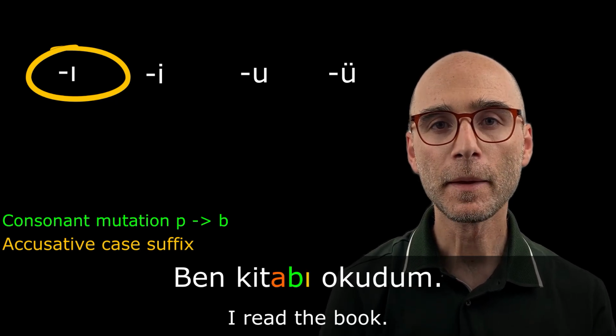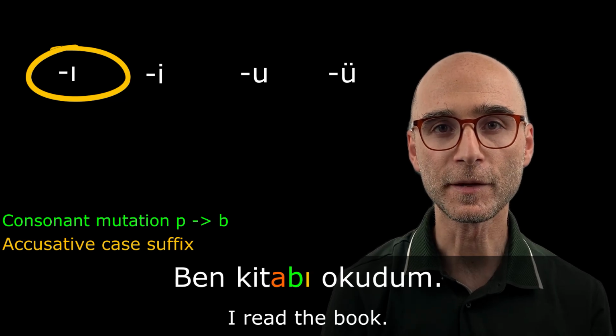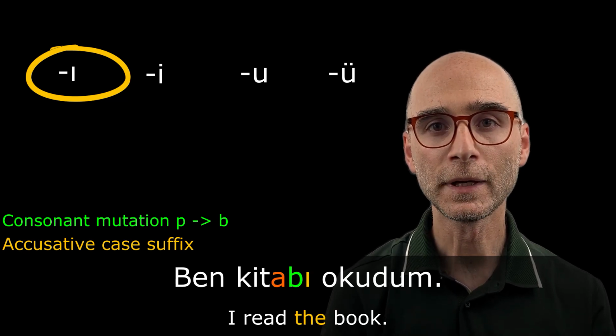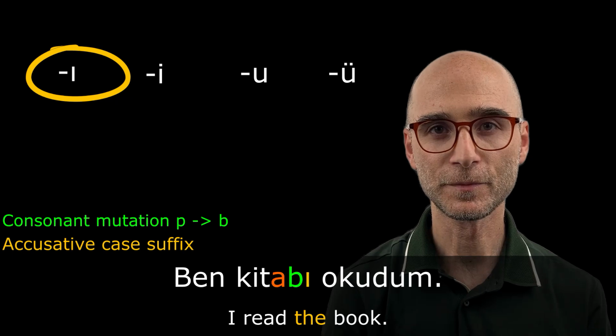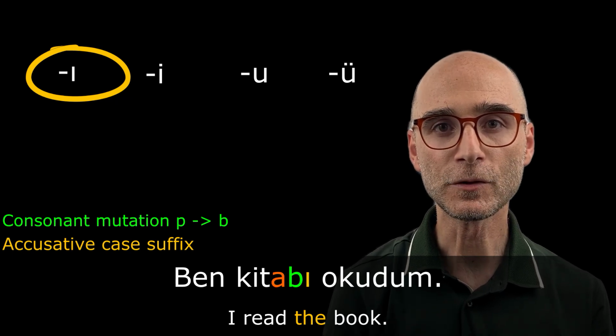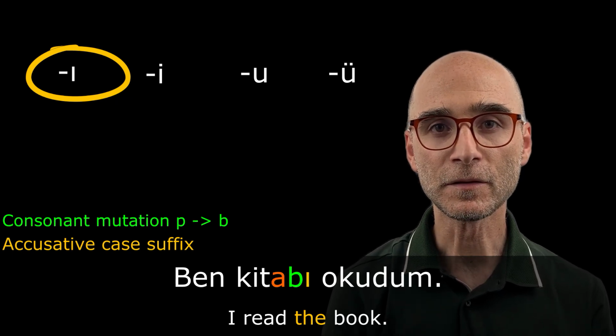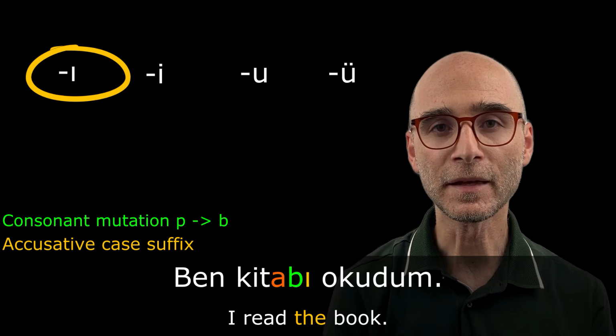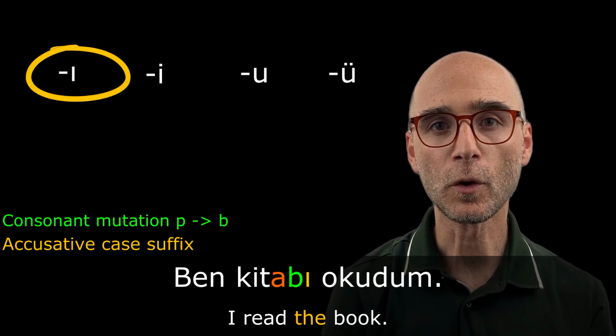When we say ben kitabı okudum, we are talking about a specific book. It corresponds to the book in English. So it's a definite direct object, and the listener knows exactly which book the speaker is talking about. Now, let's see some examples.